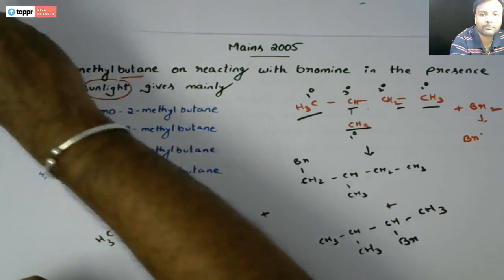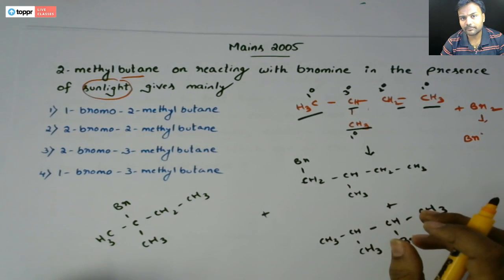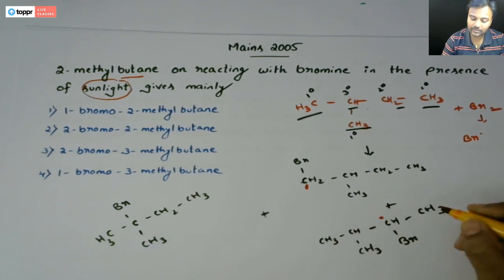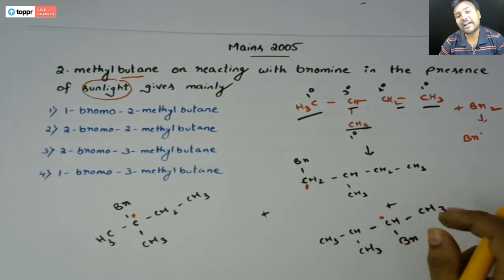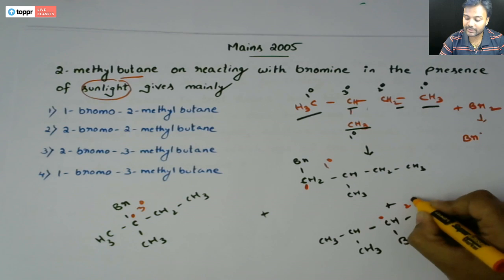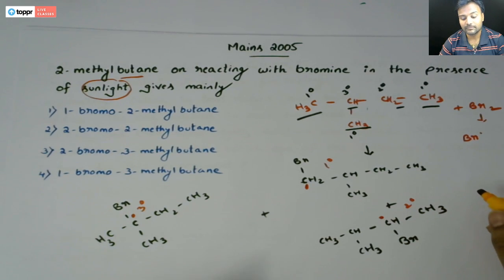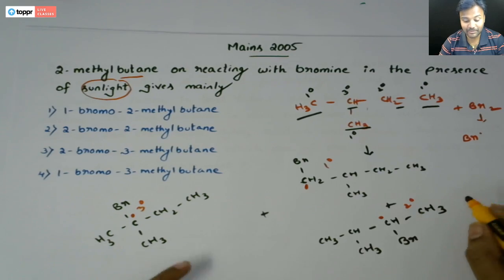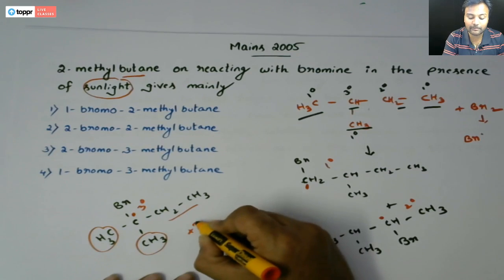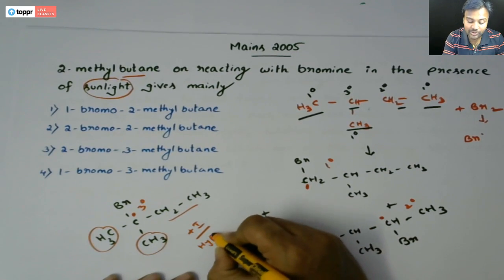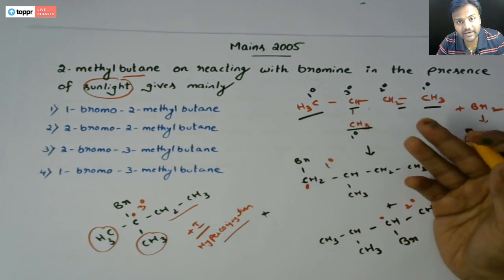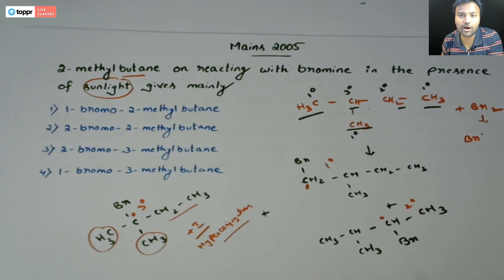So before the attack of bromine, what is the intermediate formed? Free radical. Where does the free radical lie? Here, or here, or here. Which free radical is more stable? Tertiary, or primary, or secondary? Tertiary free radical is more stable, right? Because of the presence of electron donating groups surrounding it. There are 3 electron donating groups, and because of the plus I effect and hyperconjugation, the tertiary free radical is more stable. So the more stable the free radical, the more likely it is to form the compound.